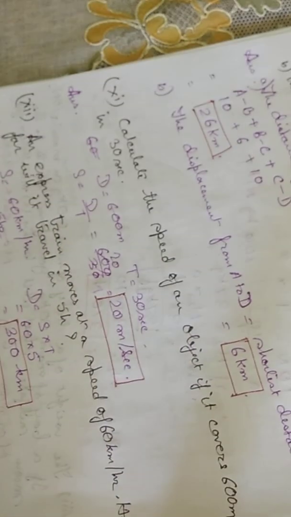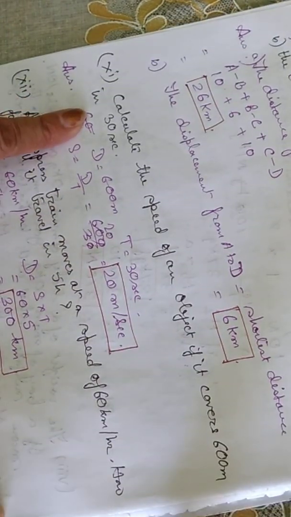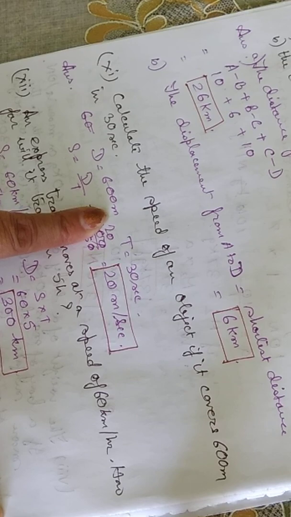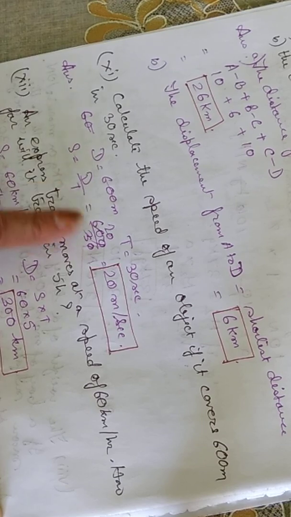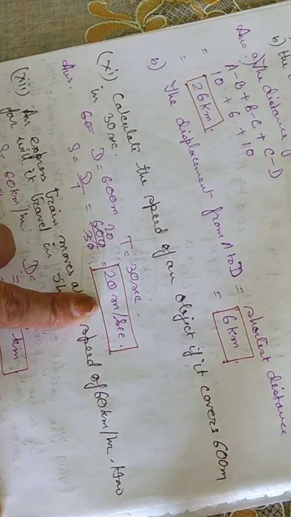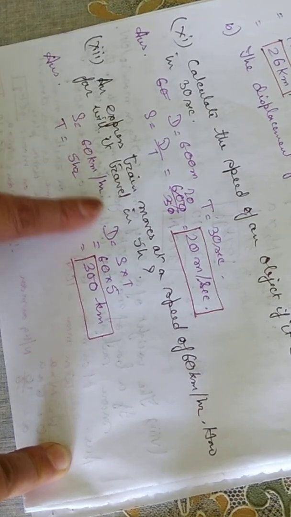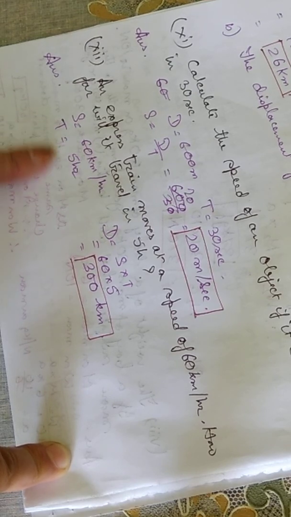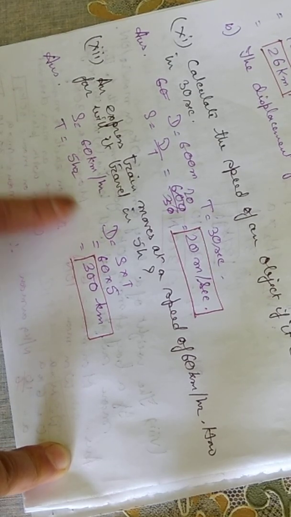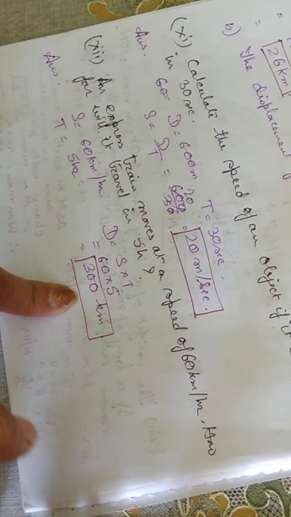Okay. Now calculate the speed of an object if it covers 600 meters in 30 seconds. So D is equal to 600 meters and T is equal to 30 seconds given. So speed is equal to distance by time. So 600 by 30, that will be 20 meter per second. Now an express train moves at a speed of 60 km per hour. How far will it travel in 5 hours? So speed given is 60 km per hour and time taken is 5 hours. So distance will be speed into time, 60 into 5, that is equal to 300 kilometers.